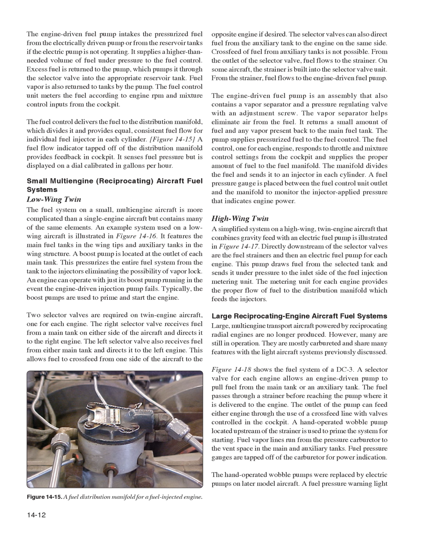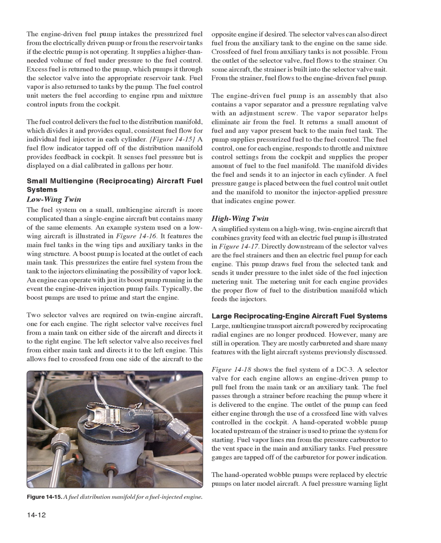High-wing twin. A simplified system on a high-wing, twin-engine aircraft that combines gravity feed with an electric fuel pump is illustrated in Figure 14.17. Directly downstream of the selector valves are the fuel strainers and then an electric fuel pump for each engine. This pump draws fuel from the selected tank and sends it under pressure to the inlet side of the fuel injection metering unit. The metering unit for each engine provides the proper flow of fuel to the distribution manifold, which feeds the injectors.